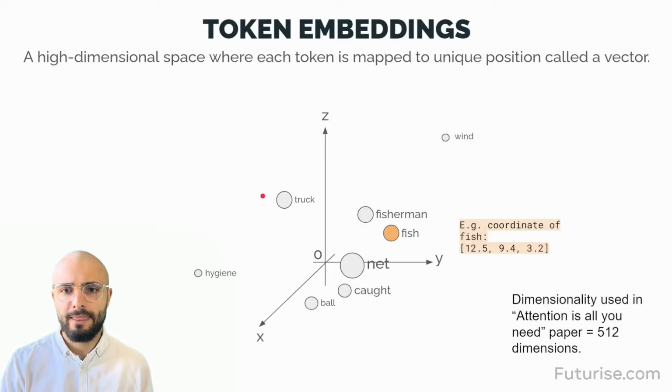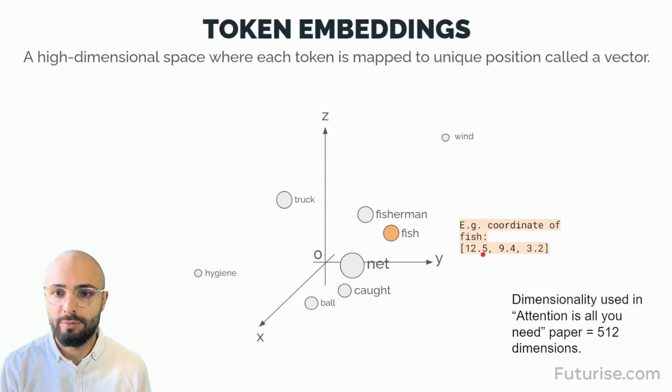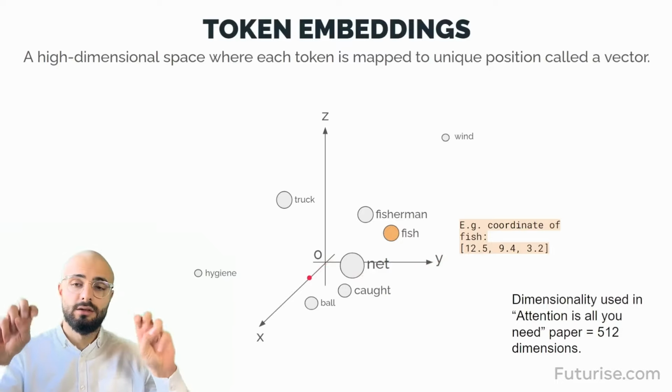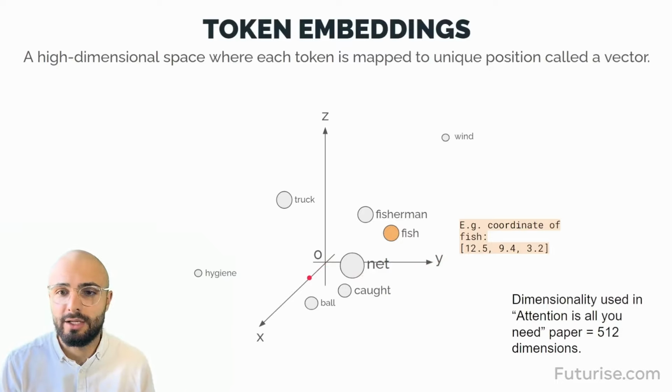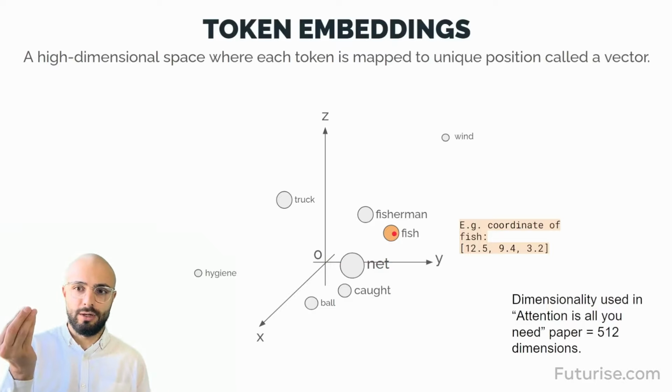All right, so here I have an example with the word fish, and in this specific example, the coordinate of the fish in the X, Y, and Z plane is 12.5, so whatever unit that is, let's say 12.5 meters. It's not actually meters, but let's say 12.5 meters. And then Y is 9.4 meters, and then Z is 3.2 meters high. And that's the position in space that it represents.